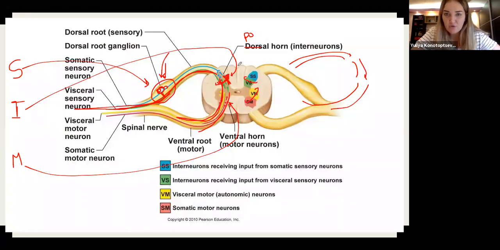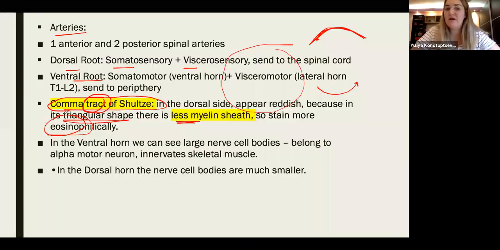Where is the comma tract of Schulze? It's here. Okay, so we will see it exactly like this. It's a triangularly shaped red area. The function of the comma tract of Schulze, we will talk about in a second. I just want to introduce it right now.